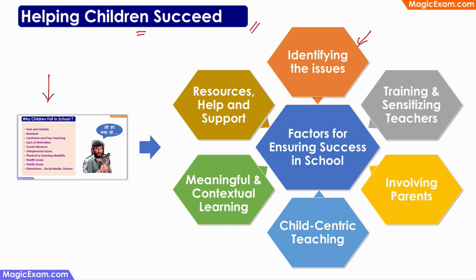When it comes to the success or the failure of children in the classroom, teachers are probably the most important factor. So which means that teachers have to be trained and sensitized to identify the reasons for why children are failing in school and help them appropriately. So training and sensitizing teachers is a very important step. Parents are also very, very important, especially if the reasons for failure are reasons like family issues, or if there is unnecessary pressure from the families or the parents, which is leading to fear and anxiety. So involving parents is also very important in the success or failure of children in school.